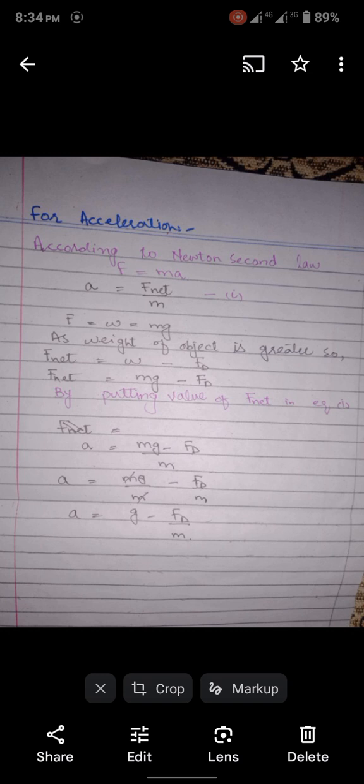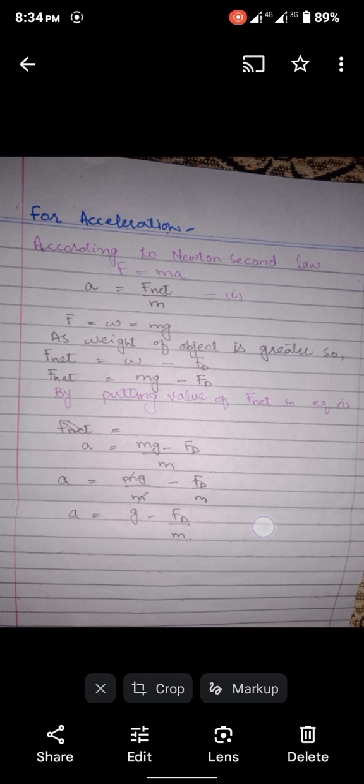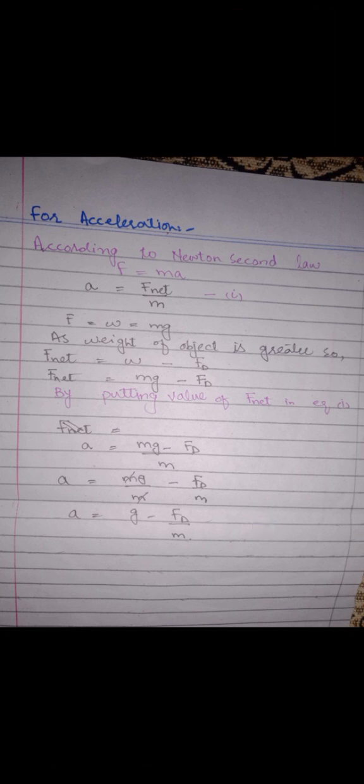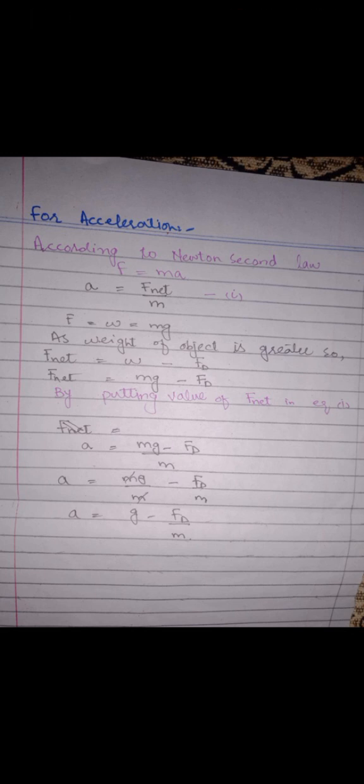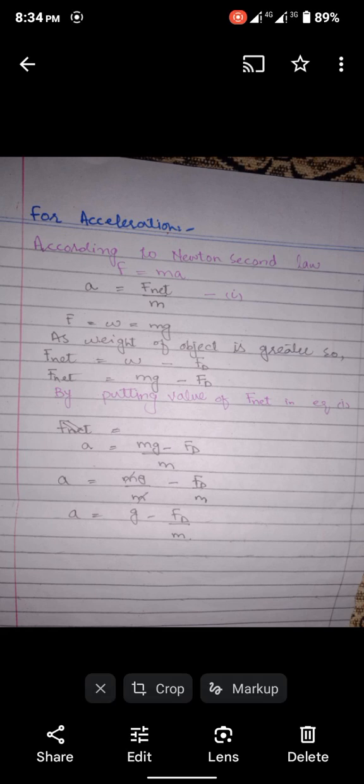F net is basically the resultant force that is acting on the skydiver. As the drag force is less than the force of gravity, we will subtract the value of drag force from the weight of the object. So we will use the formula F net equals W minus Fd. W is the weight of the object and Fd is the drag force. Then we will put the value of weight, as W equals mg. So now our next equation will be F net equals mg minus Fd.